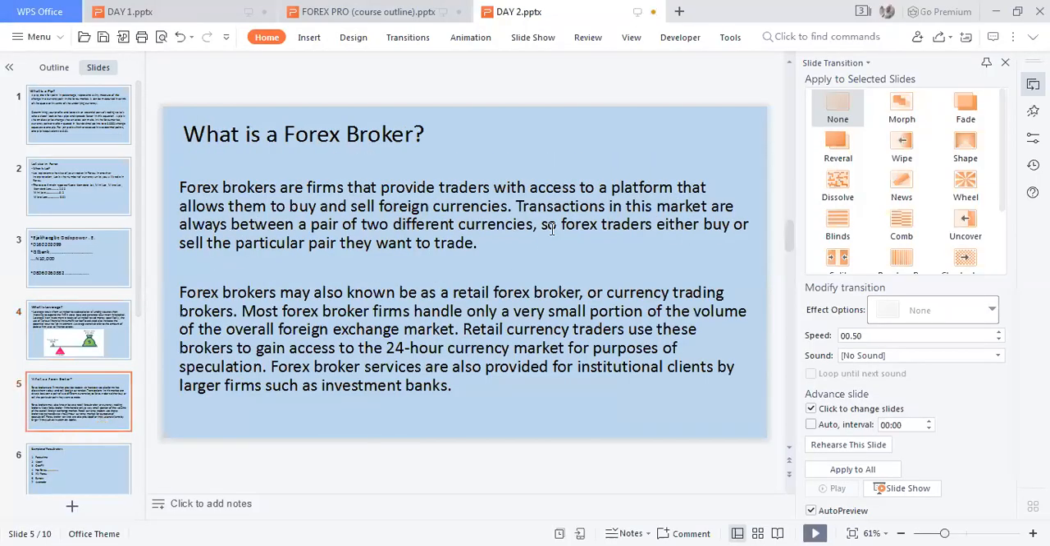The next one are brokers. Brokers are firms that provide traders with access to a platform that allows them to buy and sell foreign currencies. Transactions in the market are always between a pair of two different currencies. So forex traders either buy or they sell the particular pair they want to trade. Now, class, brokers are those people that give us the access to trade. That's just the truth about it. They actually give us the access to trade in the forex market.